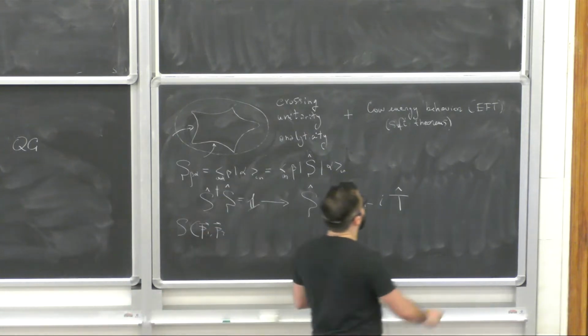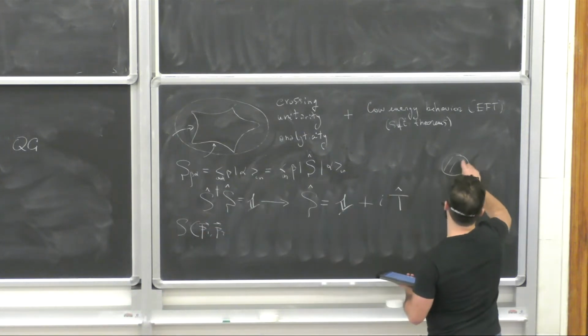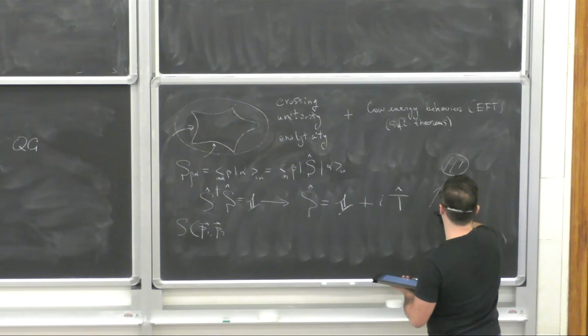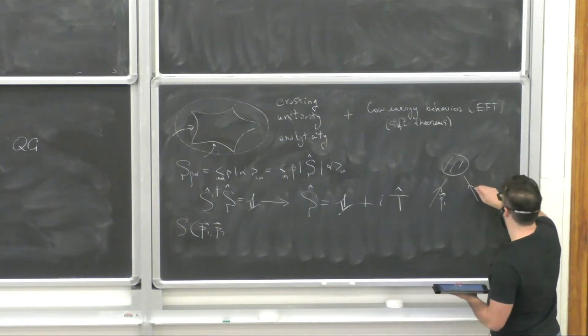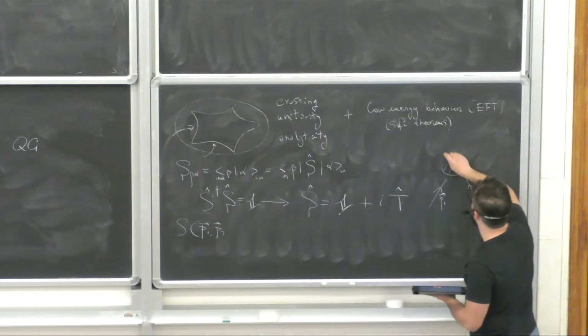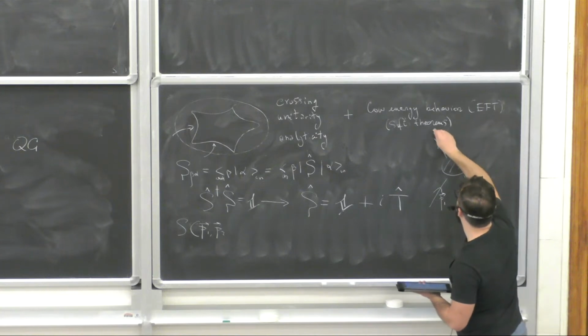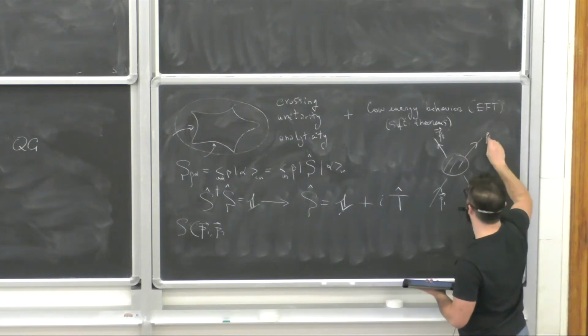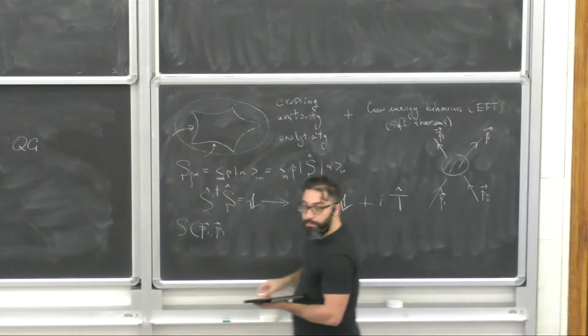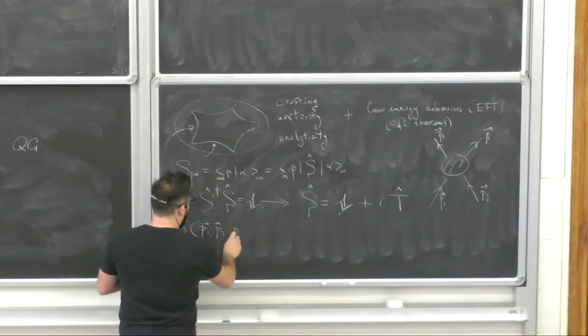So let me draw a picture. We have this scattering experiment where we throw against each other particles with momenta P1, P2, and we get in the final state, in the future, particles with momenta P3, P4. This function will depend on these momenta.